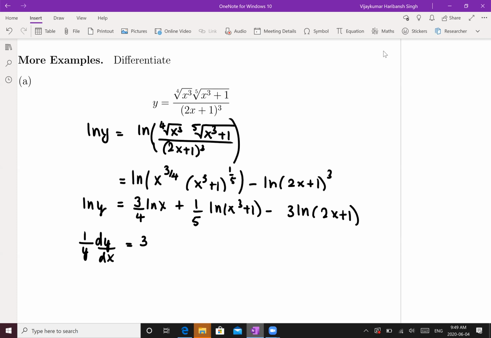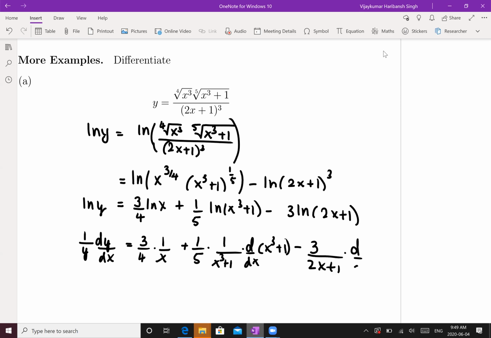3 by 4 as it is. Derivative of ln x is 1 over x, plus 1 by 5. Derivative of ln of something is 1 over that thing multiplied by d by dx of x cubed plus 1, chain rule, minus 3 upon 2 plus x times d by dx of 2x plus 1.